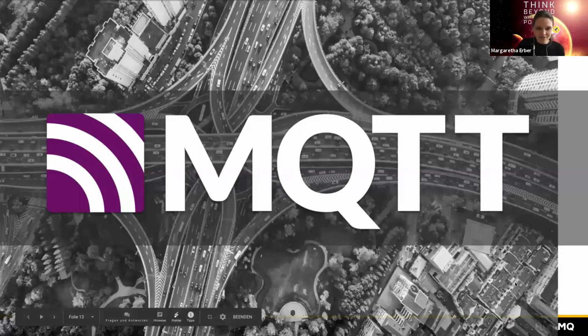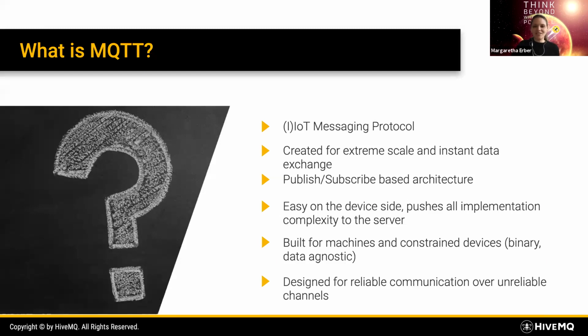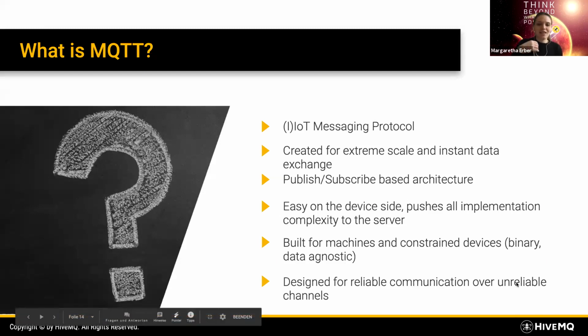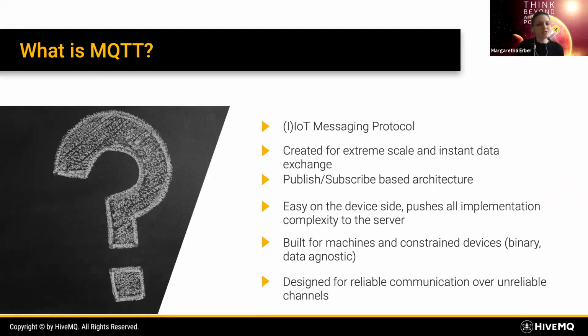So what is MQTT? MQTT is an IoT messaging protocol that was originally designed for the Internet of Things and especially made for unreliable networks. With MQTT, you can really build a system that handles extreme scale and instant data exchange, which is just awesome. It is based on a publish-subscribe architecture, and we will have a look into this a little bit deeper on the next slide.